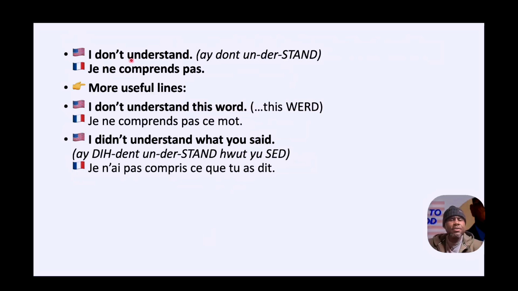Next, I don't understand. Je ne comprends pas. I don't understand this word. Je ne comprends pas ce mot. I didn't understand what you said. Je n'ai pas compris ce que tu as dit. I didn't understand, qui est le passé. I didn't understand what you said.